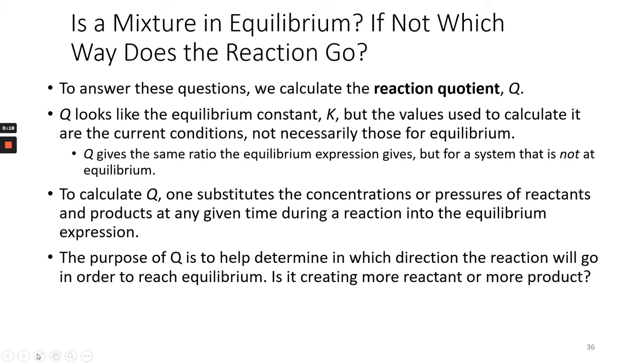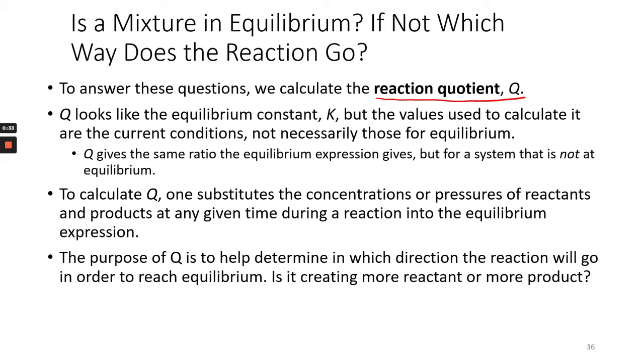How do you know if a mixture is at equilibrium? And if it's not at equilibrium, how do you know which way the reaction is actually going to go so it can get to equilibrium? Well, to answer these questions, we have to calculate something called a reaction quotient, or Q.